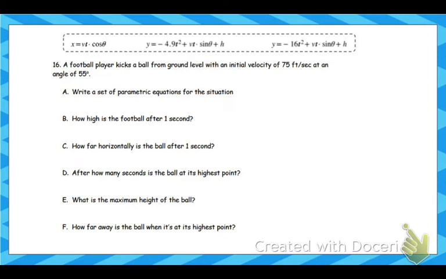A football player kicks a ball from ground level with an initial velocity of 75 feet per second. Oop, forgot my t. At an angle of 55 degrees. So that's my x equals equation. Y equals, okay, we're in feet, so we're going to use the negative 16t squared plus 75t sine 55. The h is the initial height. In this case, there is not an initial height. He's kicking it off the ground, so we don't need to worry about any plus h here.